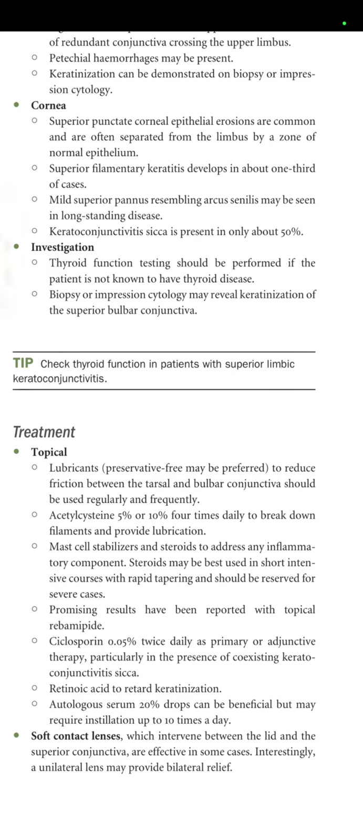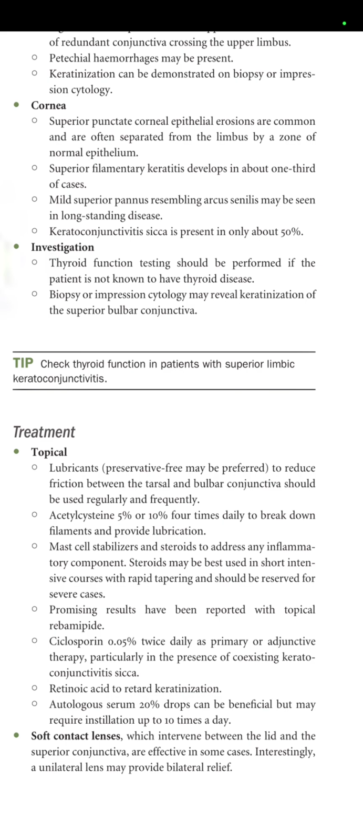Promising results have been reported with topical rebamipide, cyclosporin 0.05% twice daily as primary or adjunctive therapy, particularly in the presence of coexisting keratoconjunctivitis sicca. So cyclosporin can also be given, as it is an immunomodulator. Retinoic acid to retard keratinization. Autologous serum 20% drops can be beneficial, but may require instillation up to 10 times a day. So autologous serum also provides lubrication, so that can also be applied.